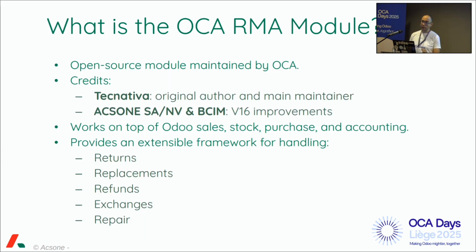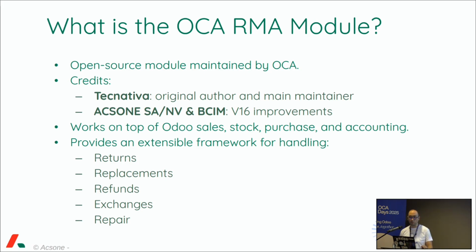So what is the OCA RMA module? It's an open source module maintained by the OCA. The first version was created and maintained by Technitiva, and later Axon and BCIM brought major improvements in version 16. It works on top of the sales, stock, purchase and accounting apps, and most importantly, it gives you a flexible framework to handle all return-related processes: returns, replacement, refund, exchange, and last month we introduced the repair process.